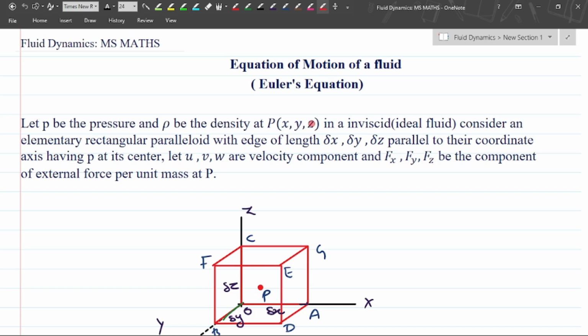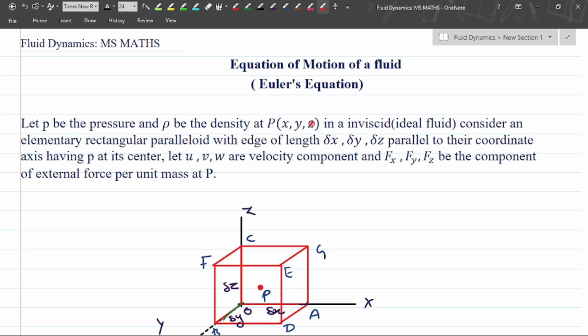Pascal's law says that the intensity of pressure at a point in a fluid at rest is the same in all directions. So in the rest situation of any fluid, the intensity of pressure at a point of the fluid is the same in all directions. Now in this case we will find the equation of motion.